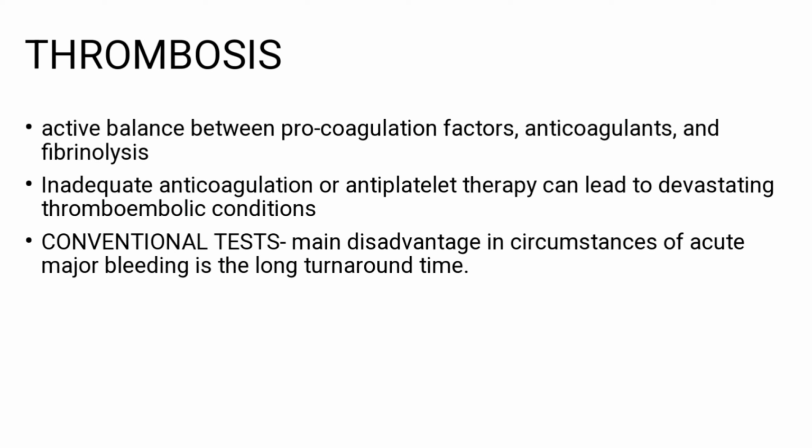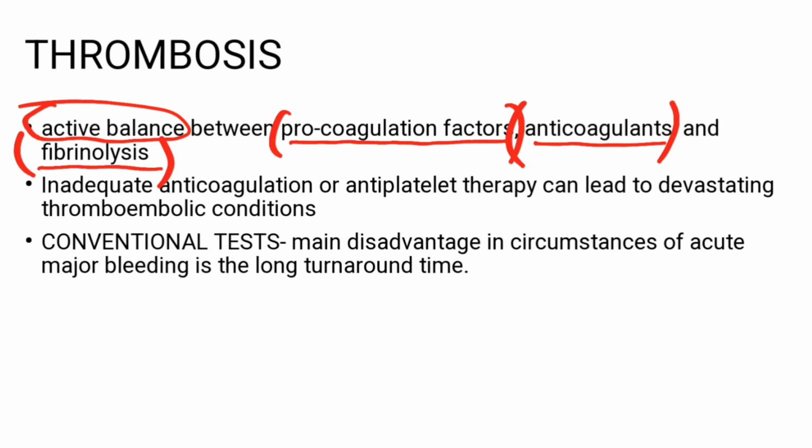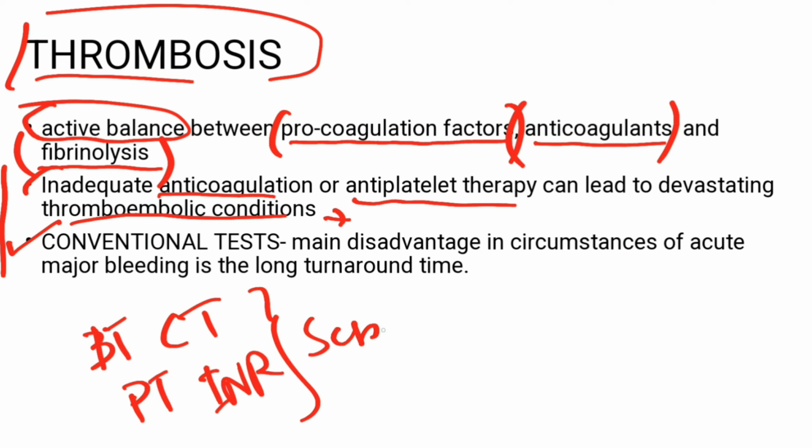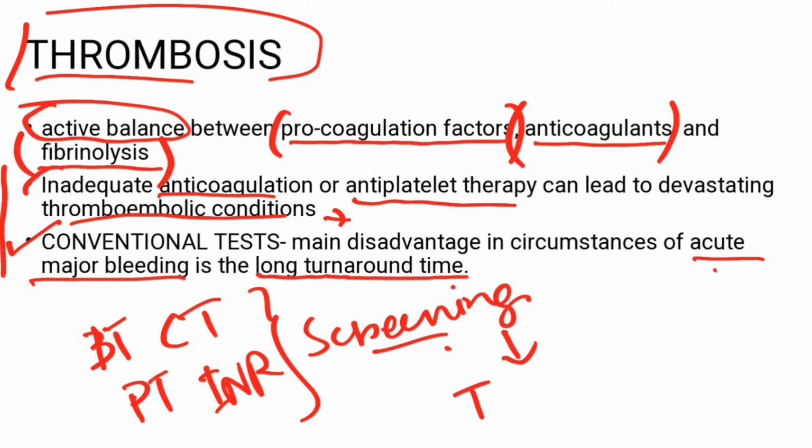For effective hemostasis, there must be an active balance between three factors: procoagulation factors, anticoagulants, and fibrinolysis. These three factors balance together to attain thrombosis and thrombolysis. So why do we need thromboelastography? In patients who are on antiplatelet therapy or anticoagulation, if it is inadequate, it can lead to devastating thrombotic conditions, which can cause death. The conventional tests like BT, CT, PT, INR are mainly used as screening tools. But the main disadvantage is where acute major bleeding is present. In some patients with acute major bleeding, these tests have a long turnaround time. But in this case, thromboelastography can be used.